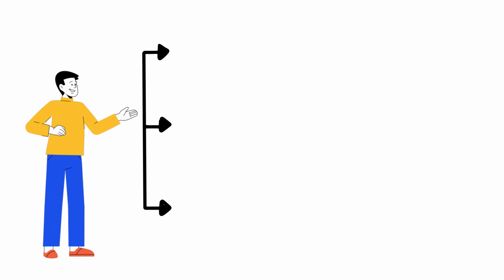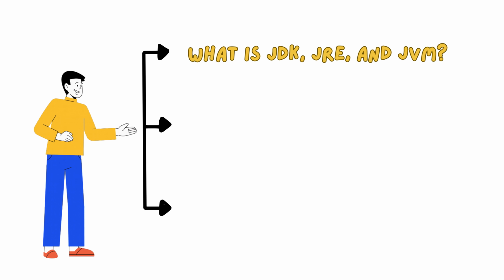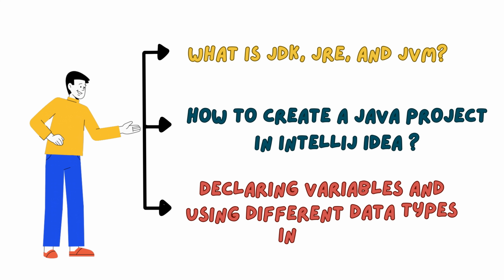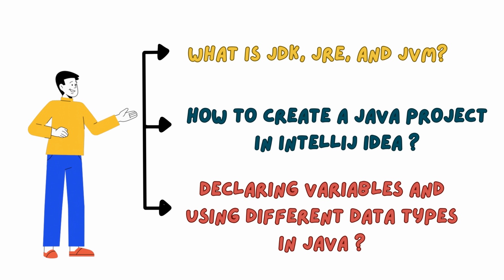In this series, we will take you from the basics of Java to advanced concepts step by step. And in the very first video, we will cover what JDK, JRE, and JVM are, how to create a Java project in IntelliJ IDEA, and how to declare variables and use different data types in Java. So, if you are excited to start your journey, make sure to watch this video till the end. Let's get started.